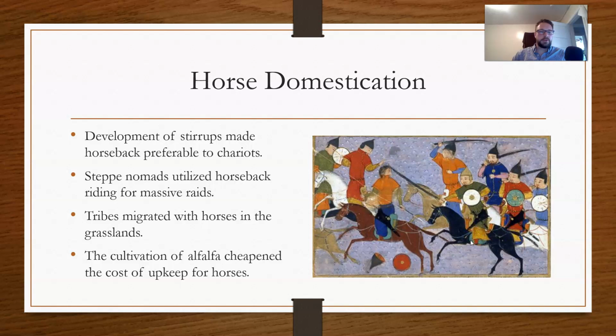And of course, the cultivation of alfalfa cheapened the cost of upkeep for horses. And that being said, the nutrients allowed for the domestication and maintaining of bigger horses, war horses, and the incorporation of heavy cavalry. And heavy cavalry's job is to put armor on, shields, and form shock troops to disrupt the lines of infantry. Which we'll discuss a little bit further about the steppe nomads. Spoiler alert, Mongols.